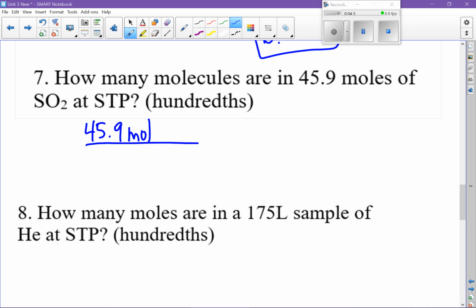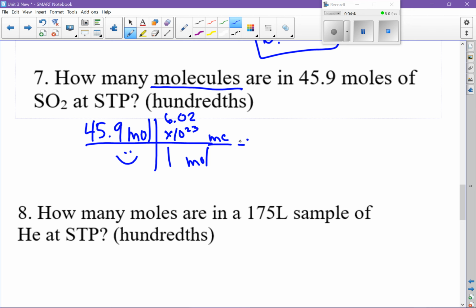Start with the number from the question. Moles up, moles down. Don't need anything there. I'm looking for the number of molecules. Remember, molecules you can abbreviate MC. Magic number for that is Avogadro's number, 6.02 times 10 to the 23rd.